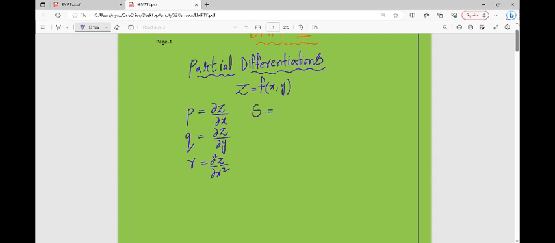S means this is dou square z by dou x into dou y. It means we have to differentiate that value partially with respect to x and as well as with respect to y. Last value, T value, this is dou square z by dou y square. These are the terminologies you have to remember. Okay, you have to remember when solving the questions.